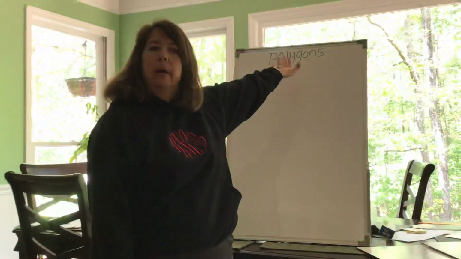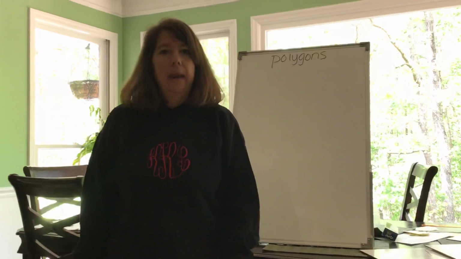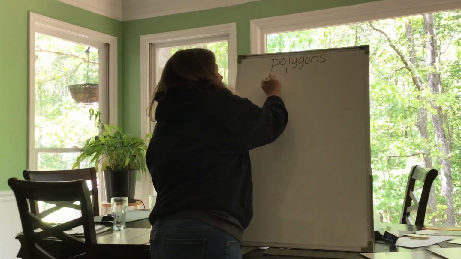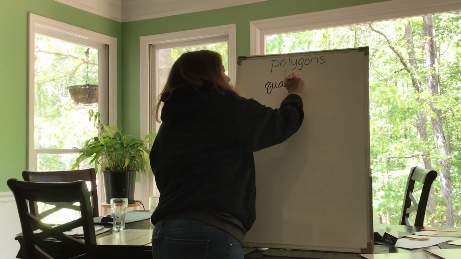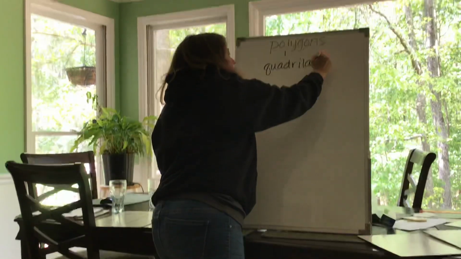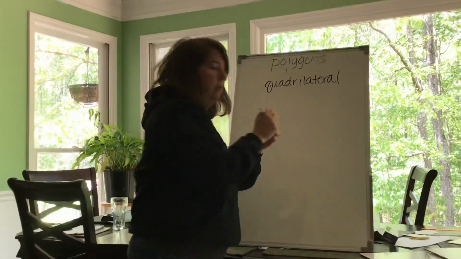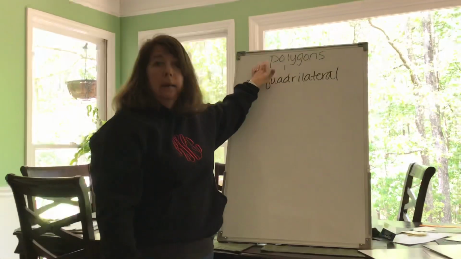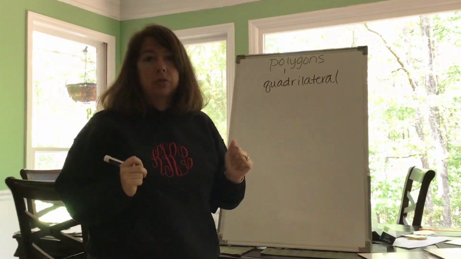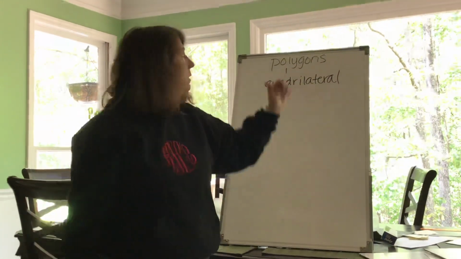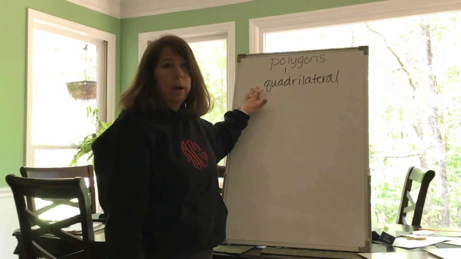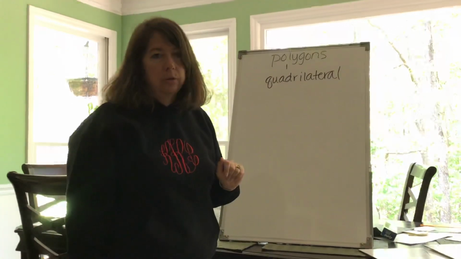Okay, today we'll be talking about polygons again, and a special type of polygon, which is a quadrilateral. We've already learned that a polygon is a shape made of straight lines that is closed, and that a quadrilateral has four sides. Well, there's different types of quadrilaterals.